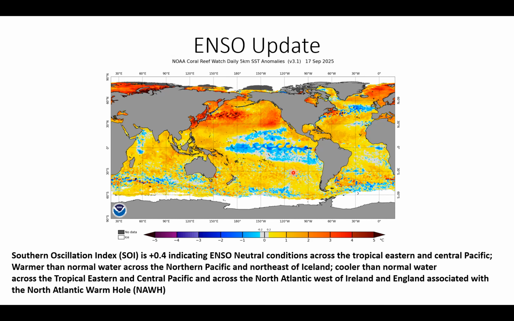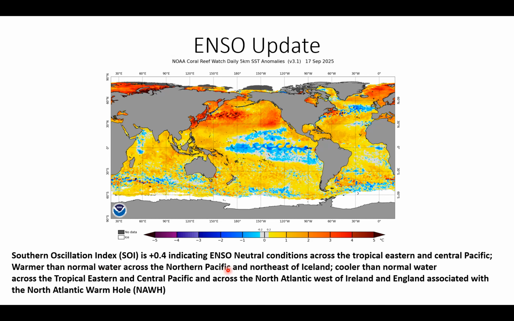Now, how does the overlying atmosphere respond in this tropical area here in that Nino 3.4 region, the tropical eastern and central Pacific? Well, we have something called the Southern Oscillation Index, SOI, and as of August, the end of last month, I'm waiting for the new update, it's at positive 0.4, the Southern Oscillation Index. That generally equates to the atmosphere behaving more like ENSO neutral conditions across the tropical eastern and central Pacific.